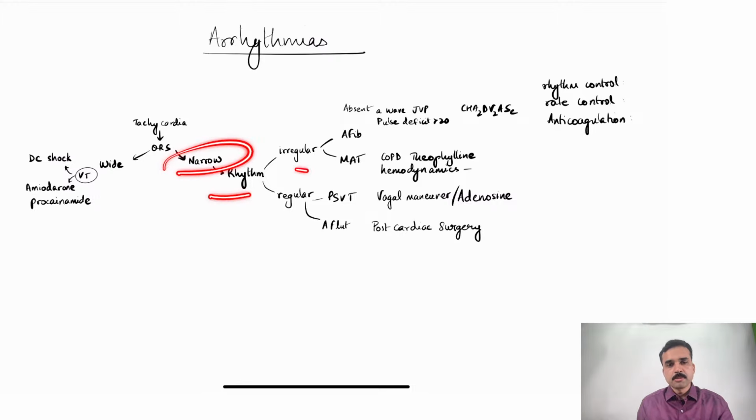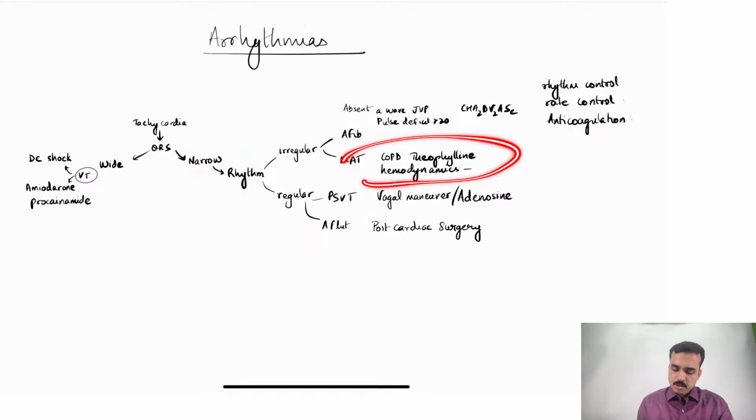Narrow complex, look at the rhythm. If it is irregular, could be AFib or MAT. AFib, number of manifestations, number of points important. Okay, multifocal atrial tachycardia, COPD related.